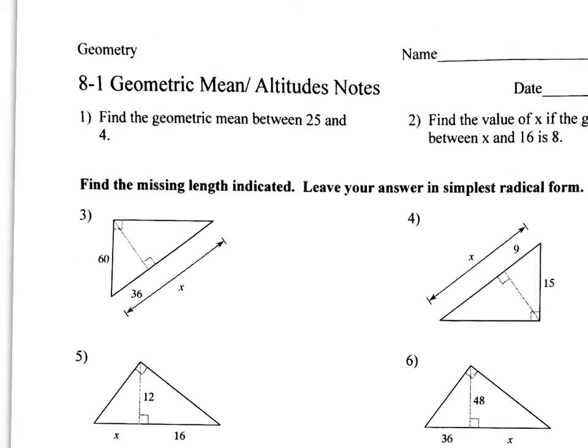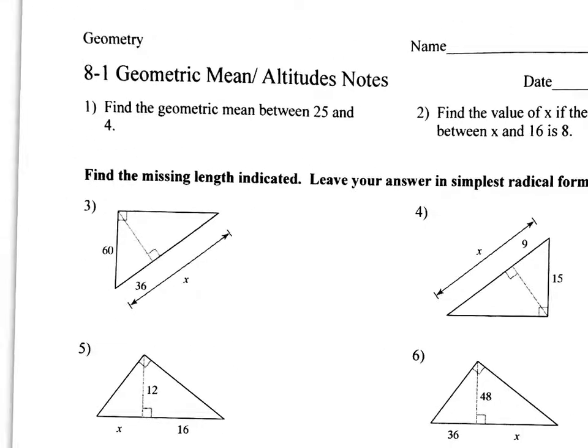Okay, geometric mean and altitudes. This is a continuation, really, of proportions, so we're still following with those. How do you find the geometric mean between 25 and 4?